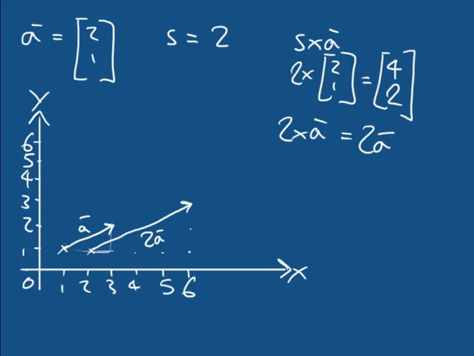We can see that both a and 2a are travelling in that same direction. The second is that the length of 2a is different to the length of a, and it's actually very specifically different to the length of a.